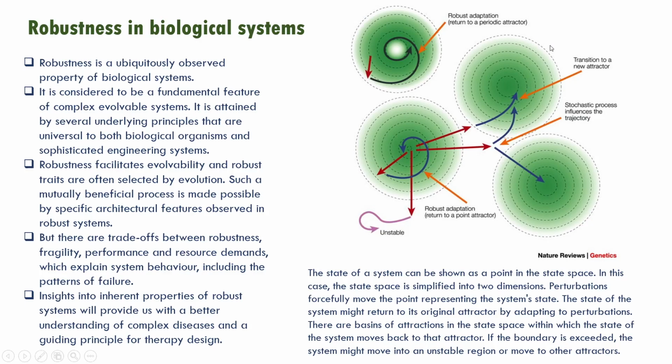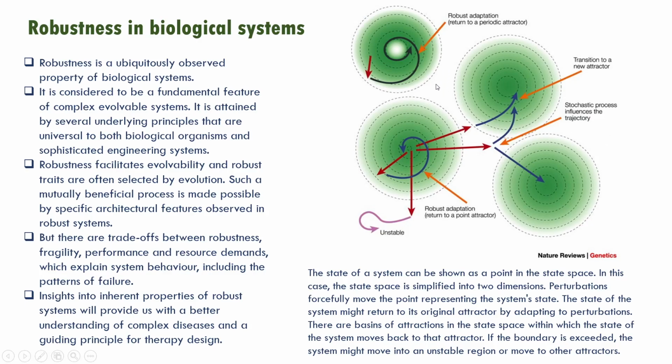So on the right, this picture, Sir has also shown this picture in his videos. So this is a very good example of showing robustness. So the state of a system can be shown as a point in this state space. In this case, the state space is simplified to two dimensions, obviously, and the perturbations forcefully move the point representing the system state.